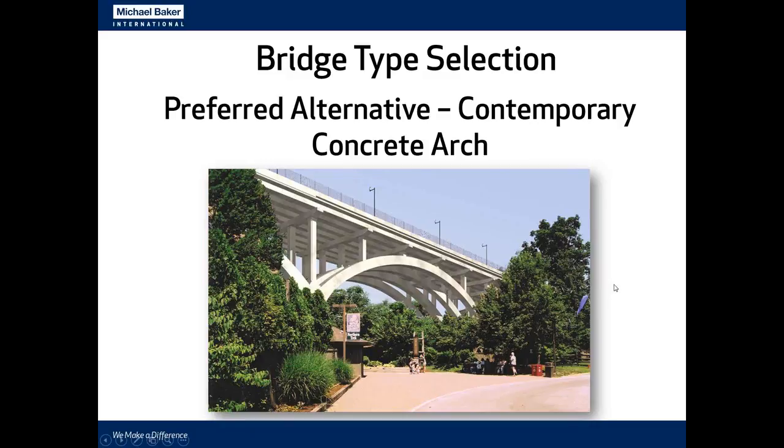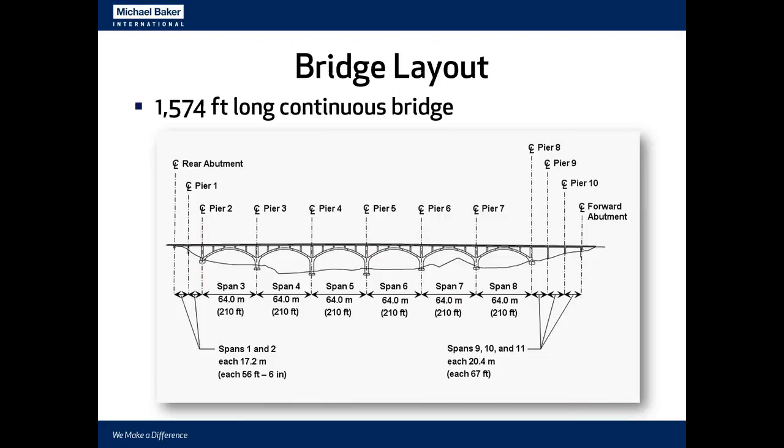So fewer spandrel columns along the length of each arch span, but still an actual concrete arch. Here's a diagram of the layout of the selected replacement structure. Like the original structure, the replacement structure has six 210-foot concrete arch spans over the valley.